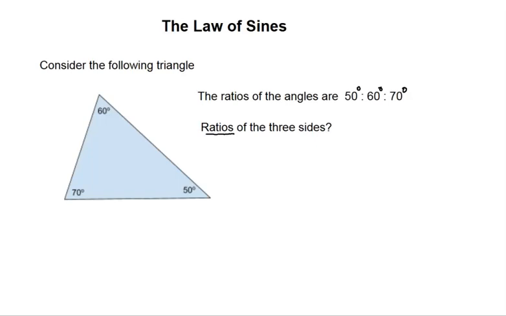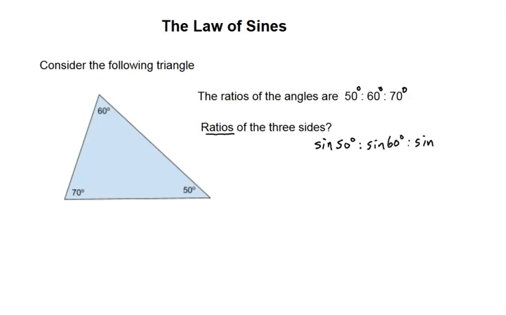And so is this ratio 50 to 60 to 70, which is 5 to 6 to 7, going to match the ratio of the sides, let's say 5 to 6 to 7 in the triangle? And the answer is no. There is, however, a ratio that is true, and that is that this ratio is going to equal the ratio of the sine of 50 to the sine of 60 to the sine of 70.